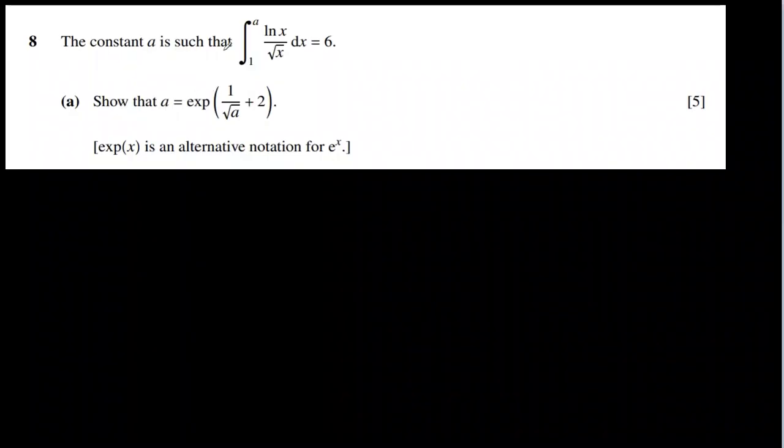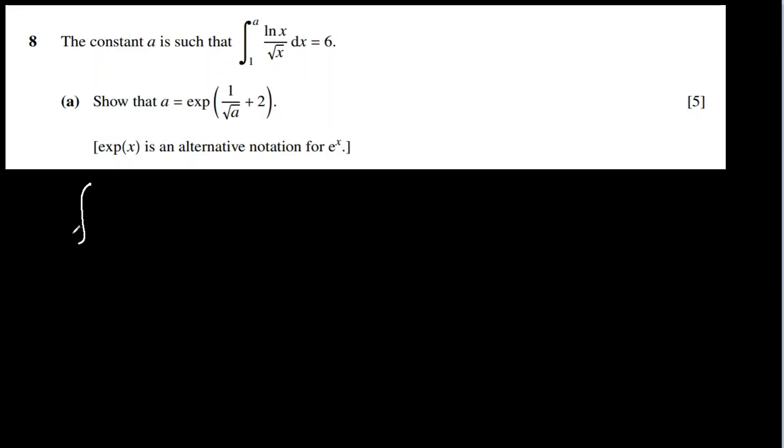Question 8. We have been given a definite integral with limits 1 and a, and they're asking us to show that a is equal to this, where exp is e to the power. They could not write it, it would seem to be complicated, so that's why they have written it in simplified form. So let's integrate first and substitute a and 1 to get a definite integral.